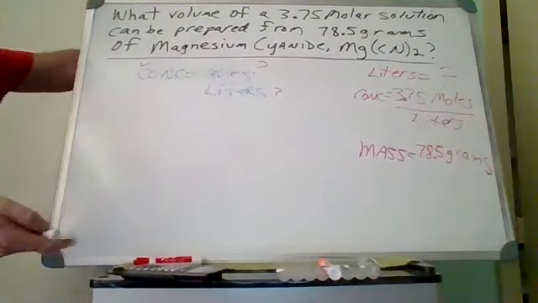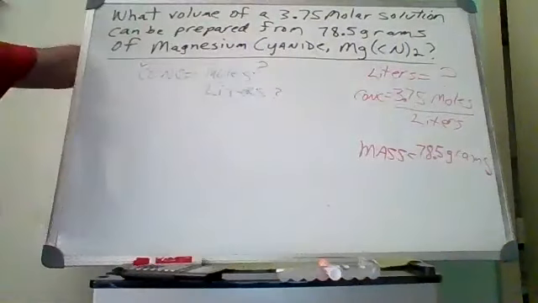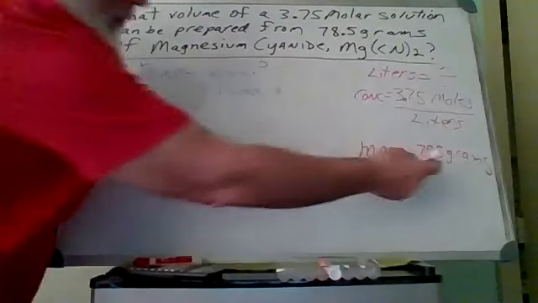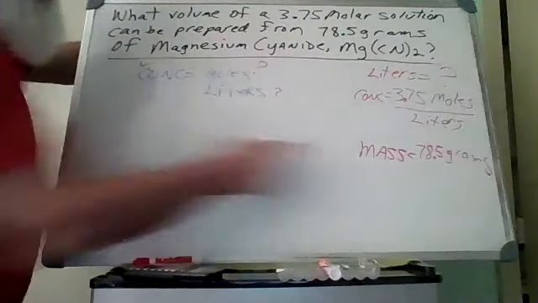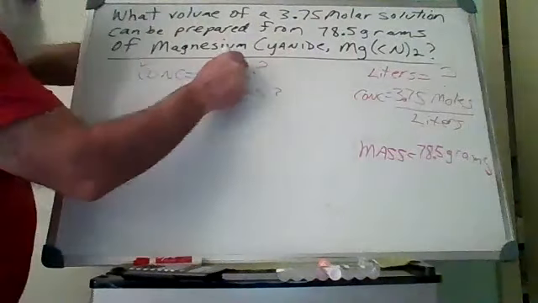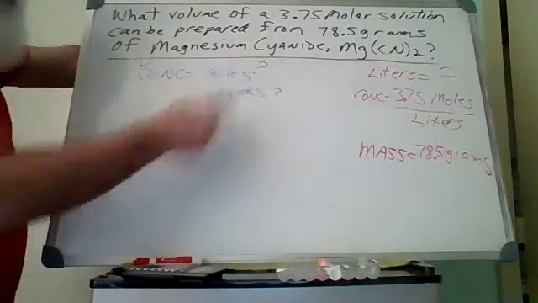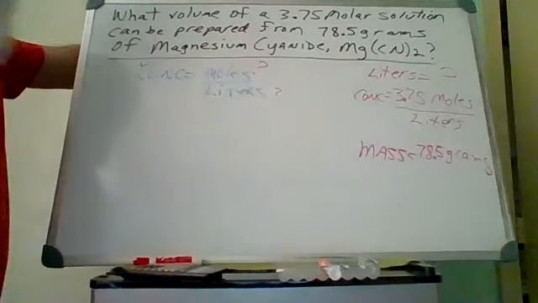All right. Well, let's see. I don't know moles, but I know the mass. So I can do a mole concept problem here. I can convert these 78.5 grams of magnesium cyanide into moles. Then I can come back and replace this question mark with a check mark. Then the only unknown I will have is liters. Right? This is very important.